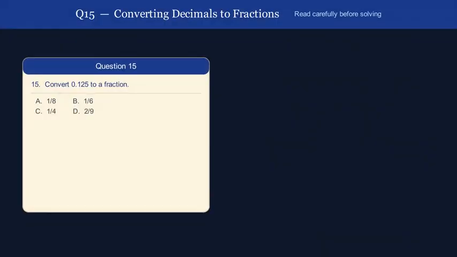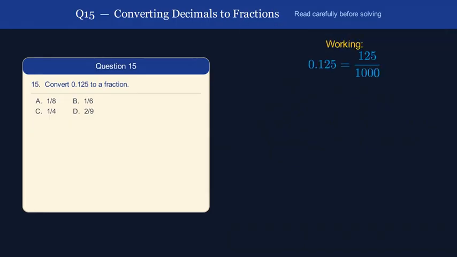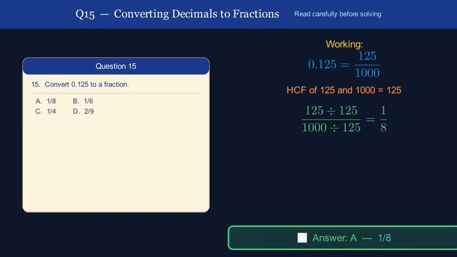Question 15. Convert 0.125 to a fraction. So we'll take 125 and put it over 1000 since it is in 3 decimal places. Then we simplify that fraction to get 1/8.